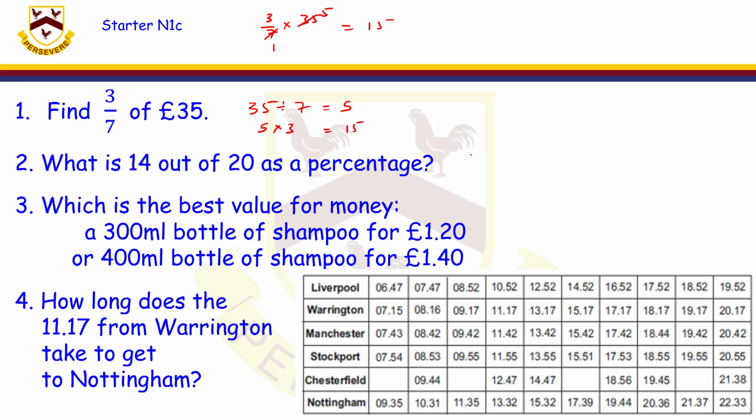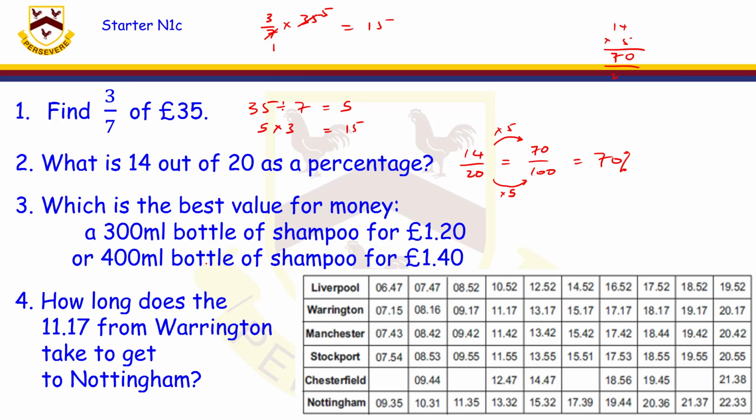Question 2, 14 out of 20 as a percentage. Percentage means out of 100. We've got 14 out of 20. So to get it to 100, what do we multiply it by? 5. If we do that to the denominator, we've got to do the same thing to the numerator. I can't do that in my head, so I'm going to do it here. 14 times 5, 5 times 4 is 20, 0 carry 2, 5 times 1 is 5 plus 2. 70 out of 100, which is 70%.